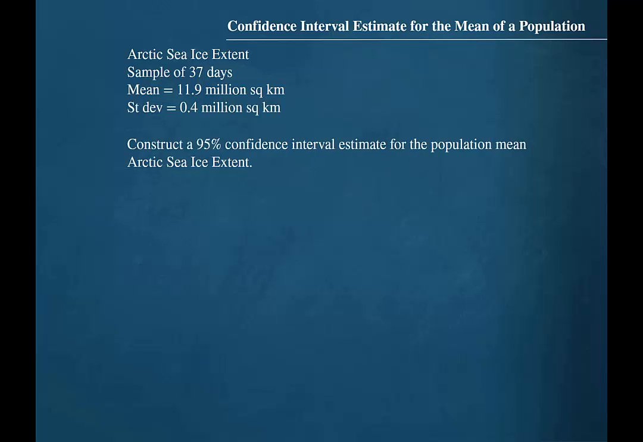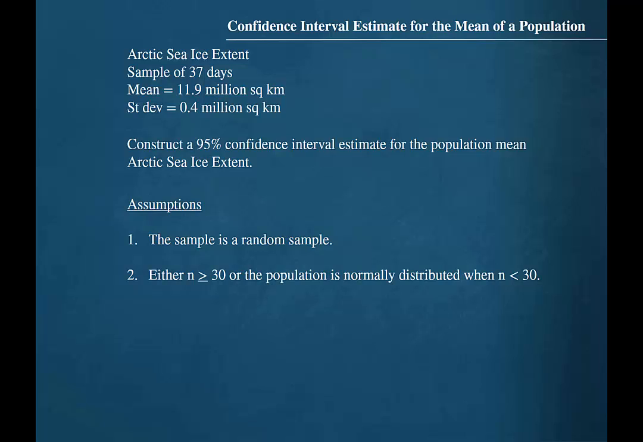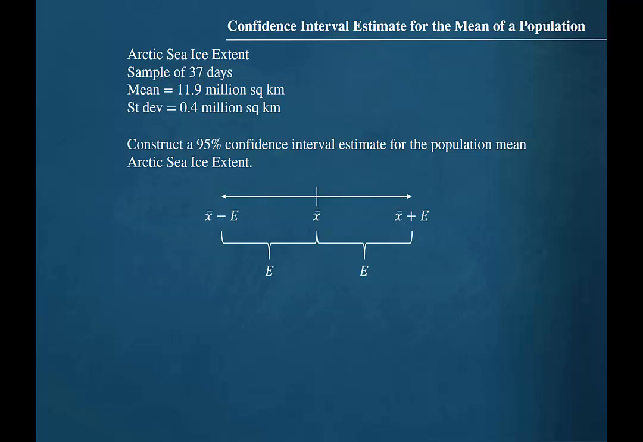Let's construct a 95% confidence interval estimate for the population mean Arctic sea ice extent. Certain assumptions must be made when constructing a confidence interval estimate for a population mean when the population standard deviation is unknown. The first assumption is that the sample is a random sample. The second assumption is that either the sample size is greater than or equal to 30, or the population is normally distributed when n is less than 30. So we will calculate the margin of error and add it to and subtract it from the sample mean.